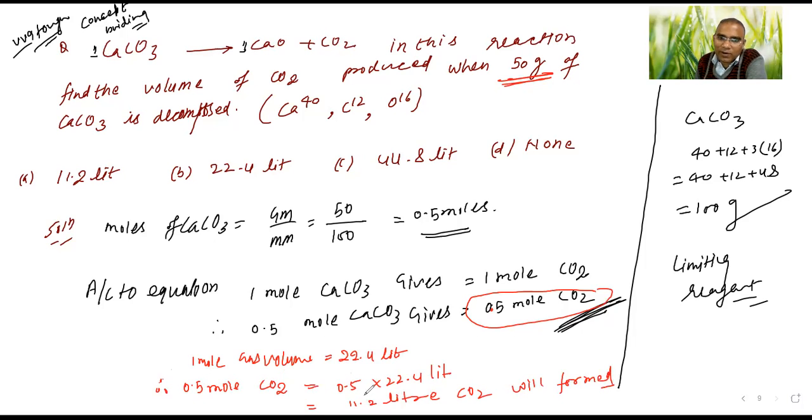If you multiply by 0.5, now it will come 11.2. So the correct answer is option number 1.